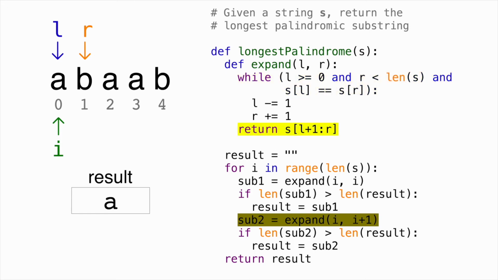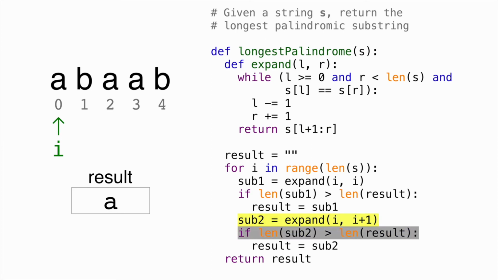So we'll just exit, and when we slice the string, we end up slicing from index 1 to 1, but remember, excluding index 1. So this actually ends up returning the empty string, since there was no palindromic substring to be found. So now sub2 is the empty string, which is not longer than the substring A, so we keep A as the result and move on to the next iteration.